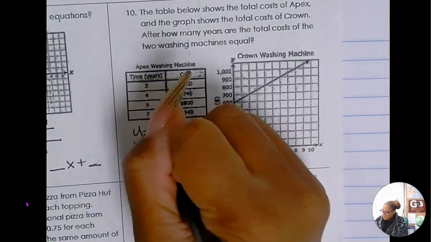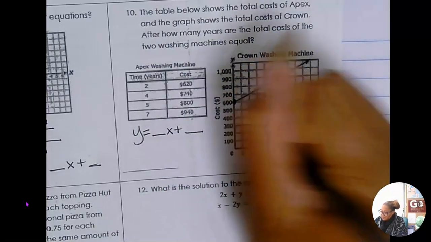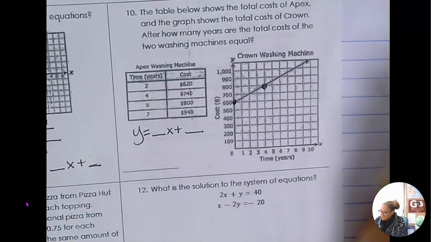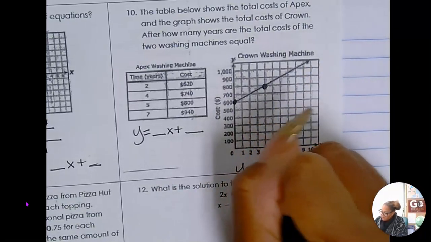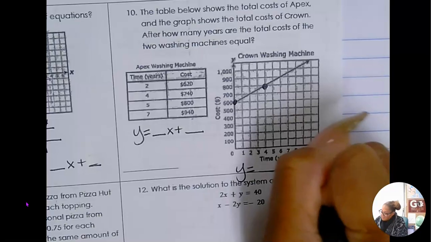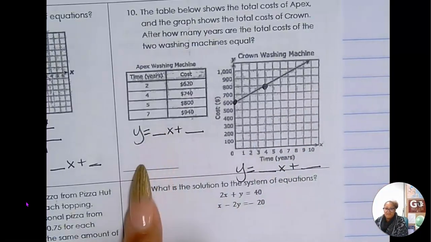Number 10, you're going to do the same exact thing. Get your y equals mx plus b here. And then over here, get your friendly point. That's visible, and that's visible. Make your table in Desmos, and then write y equals blank x plus blank. Graph this one, find out where they cross.